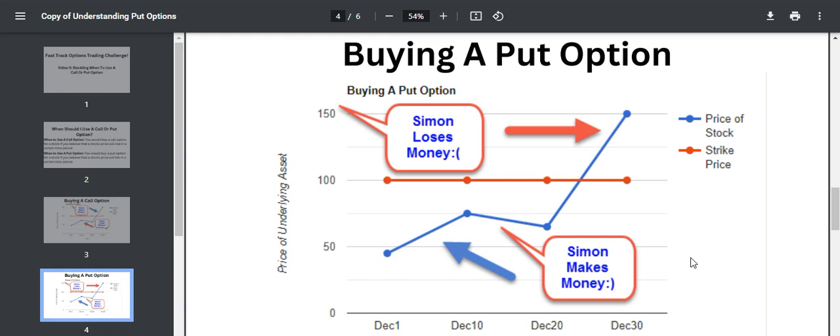So just to recap, you buy a call option on a stock that you believe is going to go up above a certain level in a certain period of time, and you buy a put option on a stock that you believe is going to fall below a certain level in a set period of time. And this is basically the foundation of options trading.